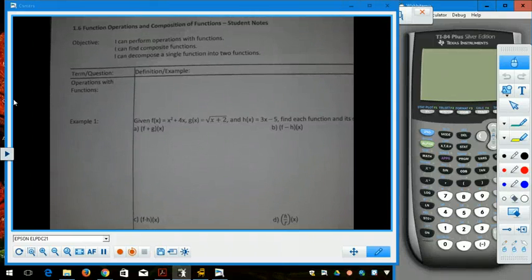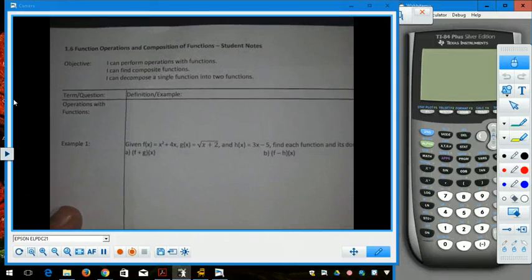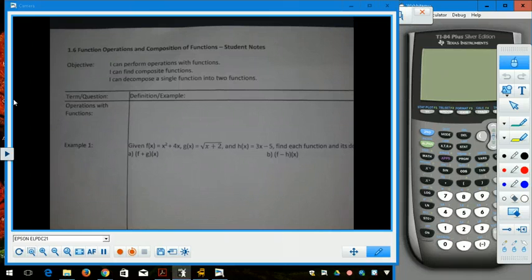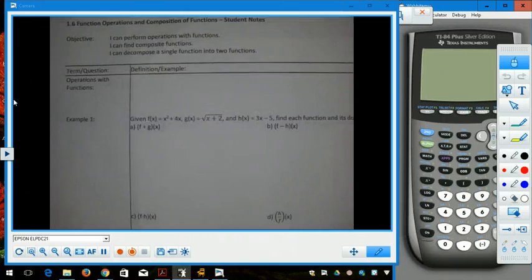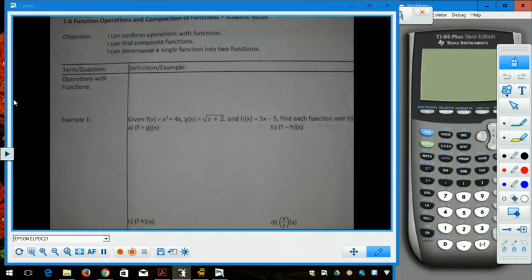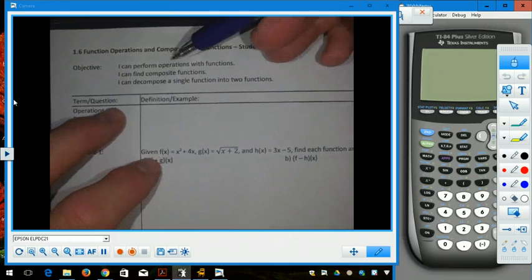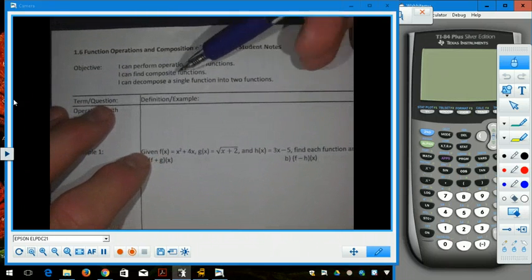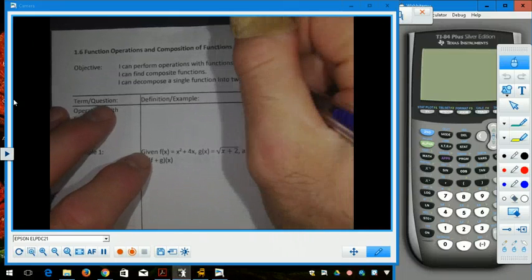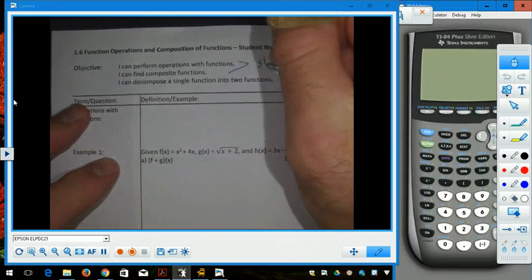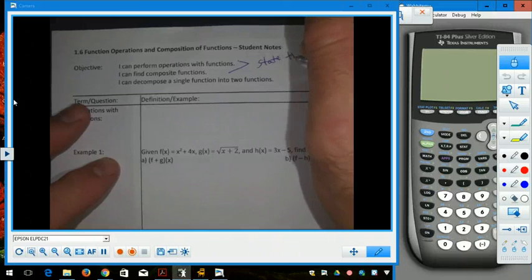We're looking at lesson 1.6, functions and operations and composition of functions. A lot of this should be review from Algebra 2 with a couple minor changes in how we write our domain and range. So we have learning targets that we're going to focus on in day 1: performing operations with functions and finding composite functions. And with both of those learning targets, we need to be able to state the domain of the resulting function.